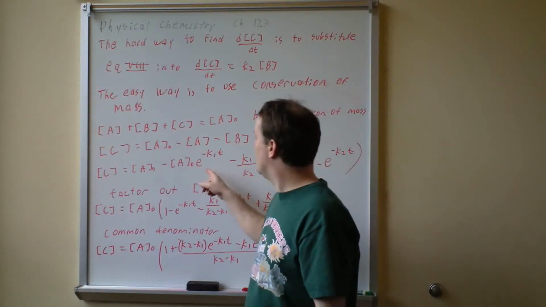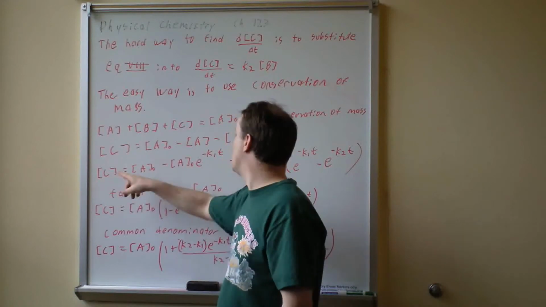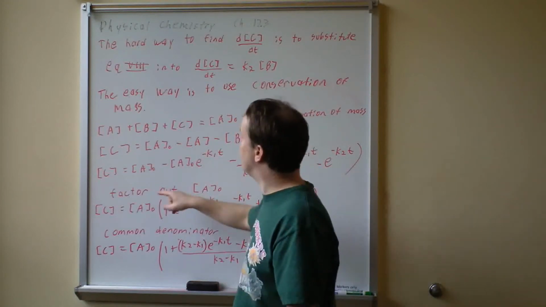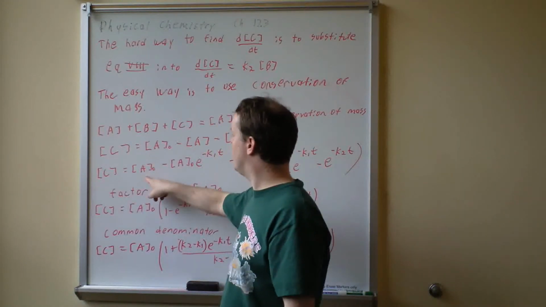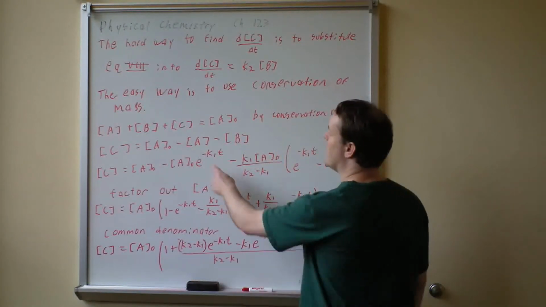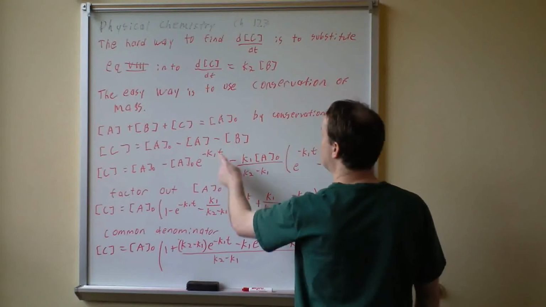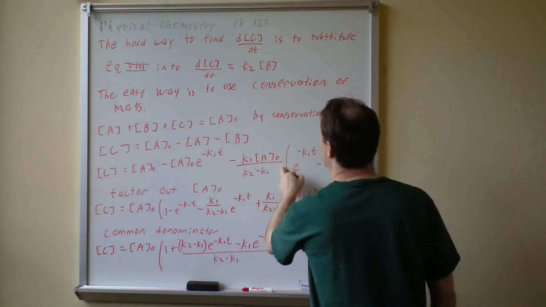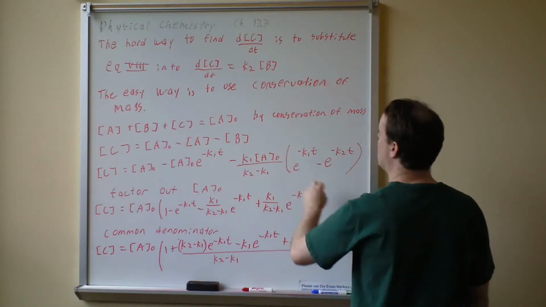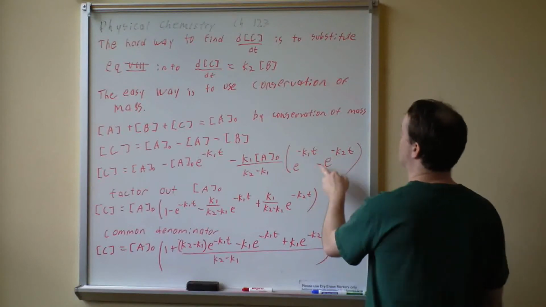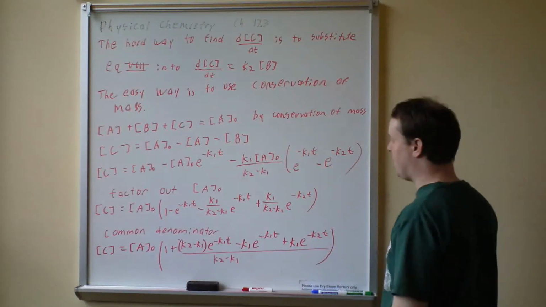So integrating that, or no, we're not even integrating, we're just substituting what we found before. So the concentration of C is just equal to the initial concentration of A minus the initial concentration of A times e to the minus K1t minus K1 times A naught over K2 minus K1 times e to the minus K1t minus e to the minus K2t.